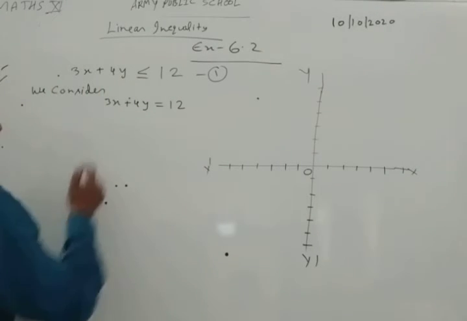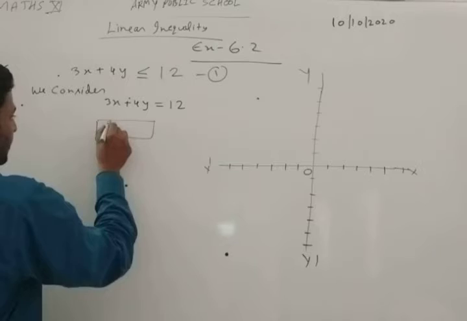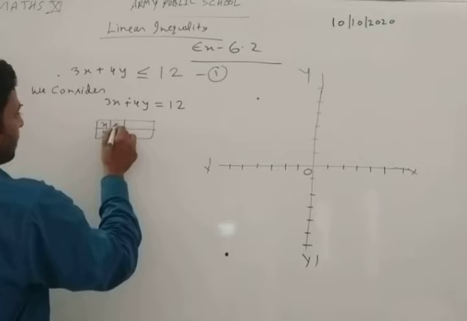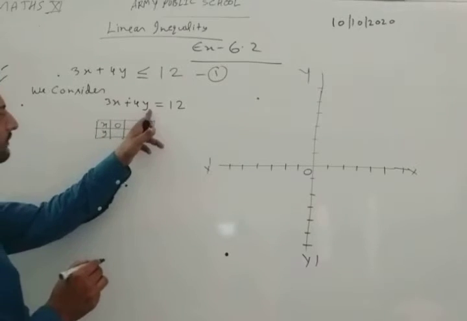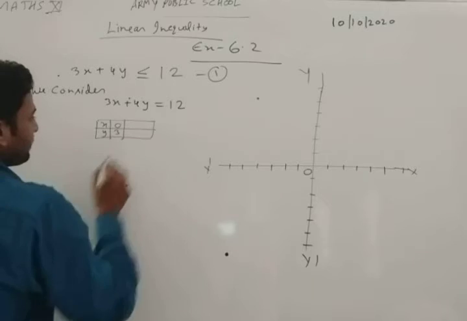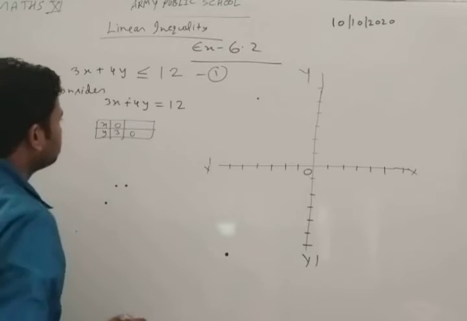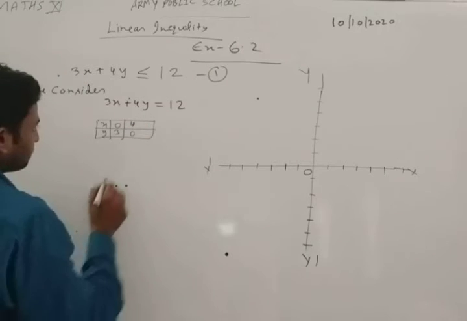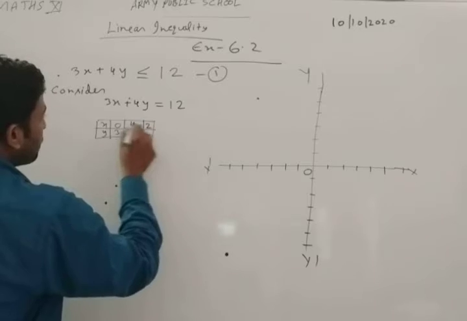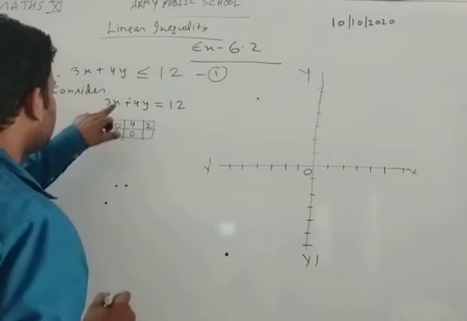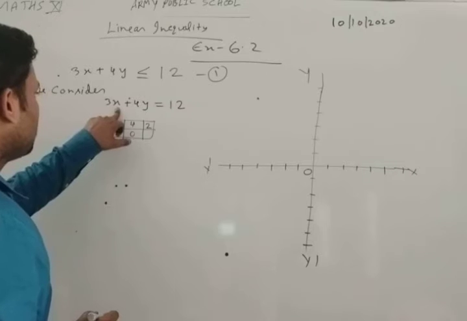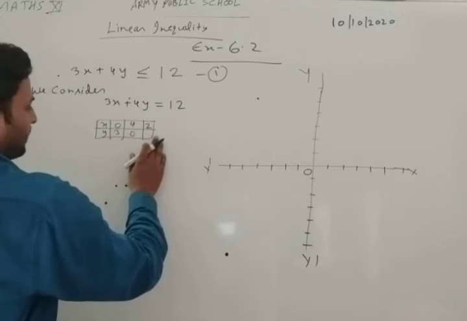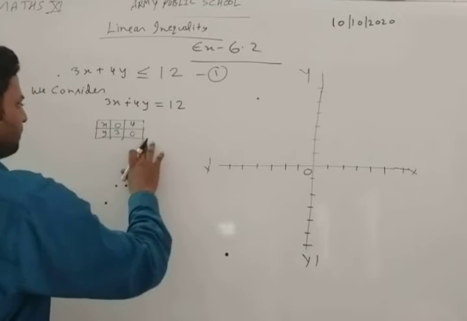Now take some points on the graph, where this is x and y. Put the value of x as 0, then y is 3. If y is 0, then x is 4. Take another point, x is 2, and what we are getting is 6. Take just these 2 points and we will draw the graph.